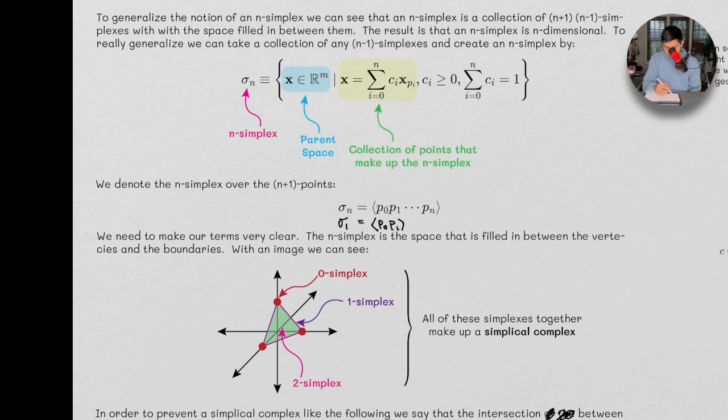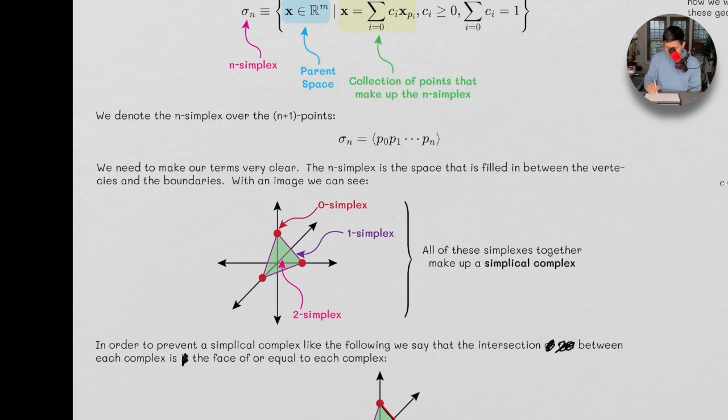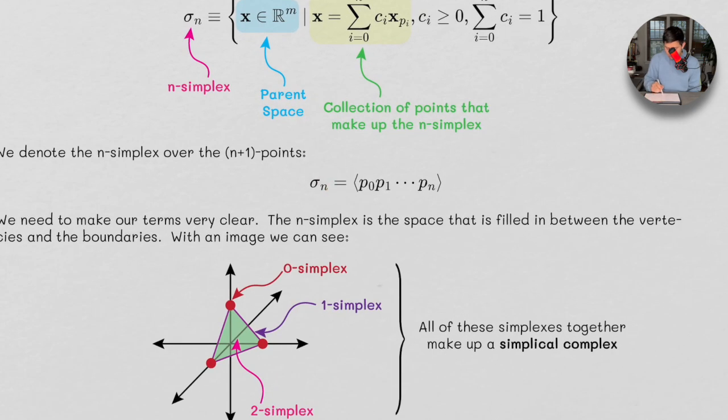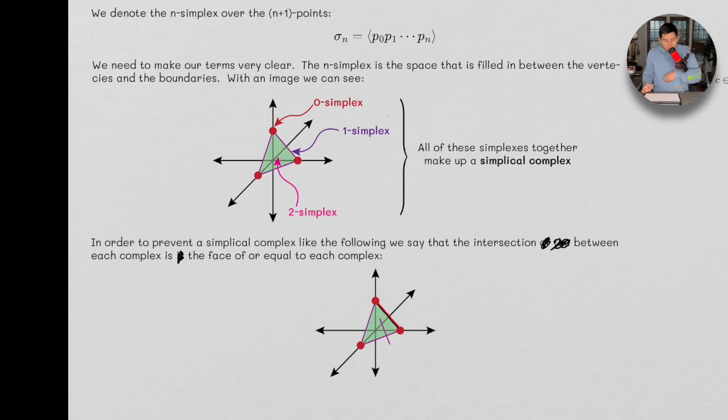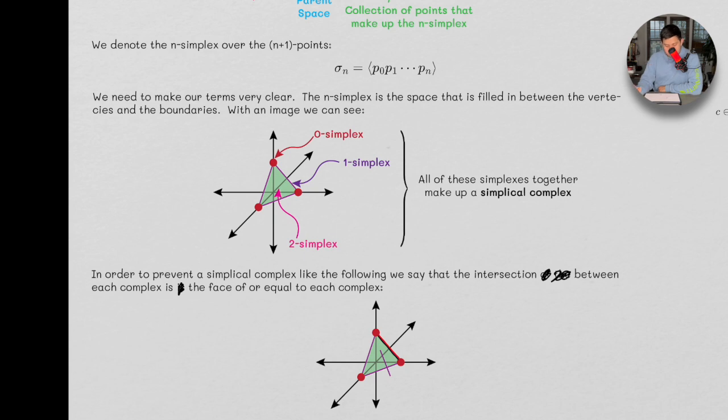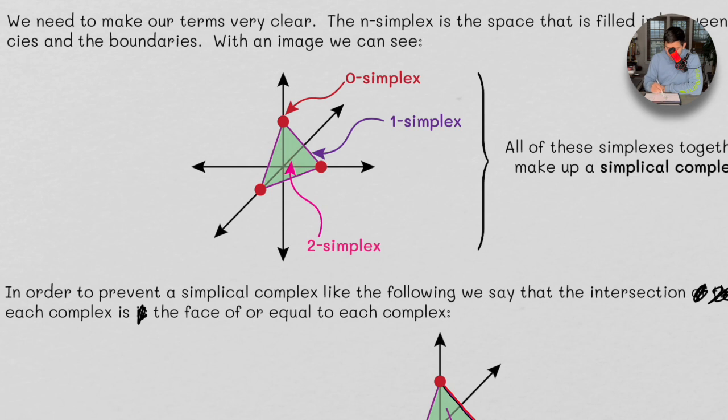We can denote our n simplex over n plus 1 points in this way then. So our 1 simplex is going to be [p0, p1], right? So the line between point 0 and point 1. We need to make our terms very clear. The n simplex is the space that is filled between the vertices and the boundaries, and we can see this with an image. So our 1 simplex again is the boundary of our 2 simplex, and our 0 simplex is the boundary of our 1 simplices.